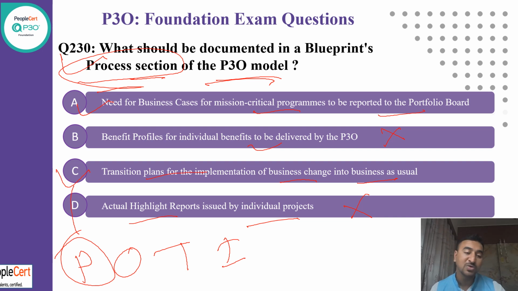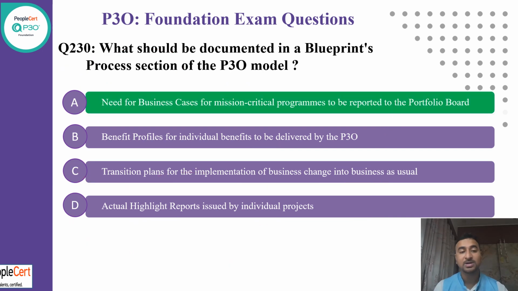Again, if you read both option A and option C carefully, here it is not the process. There is a need or justification they had provided, whereas here they had clearly indicated a transition plan for implementation of business change to business as usual. That is process. So I believe C is the most correct answer over here, but no, it's not. A is the correct answer. Need for a business case for mission critical program to be reported to the portfolio board.